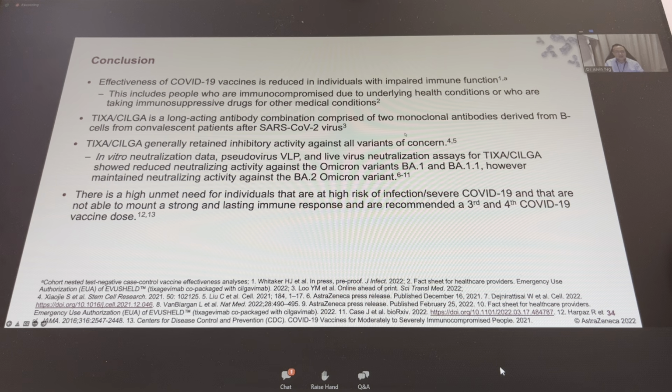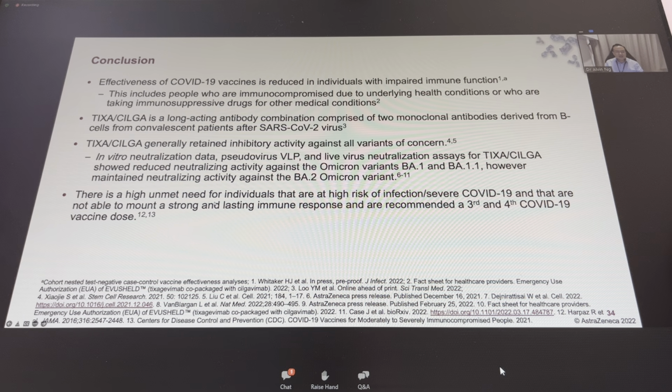So in conclusion, the effectiveness of COVID-19 vaccines is reduced in individuals with impaired immune function. This includes patients who are immunocompromised due to underlying health conditions and who are taking immunosuppressive drugs for other medical conditions. Tixa-Cilga is a long-acting antibody combination that comprises two monoclonal antibodies derived from B cells of convalescent patients after their SARS-CoV-2 infection, and basically they retain good inhibitory activity against all variants of concern.